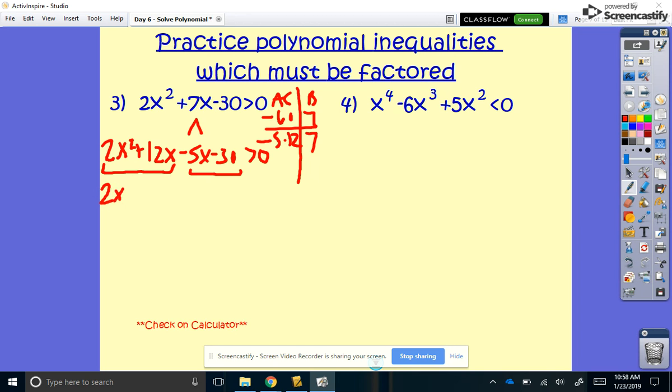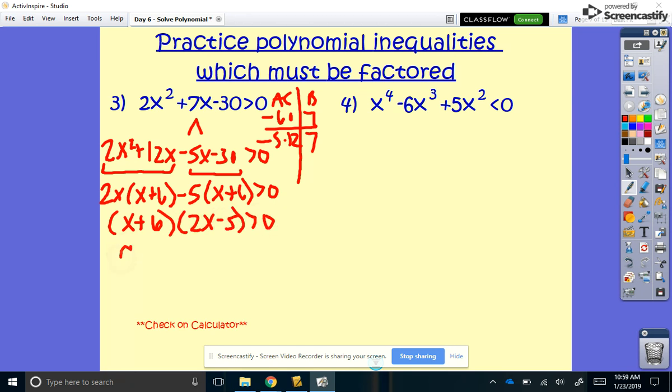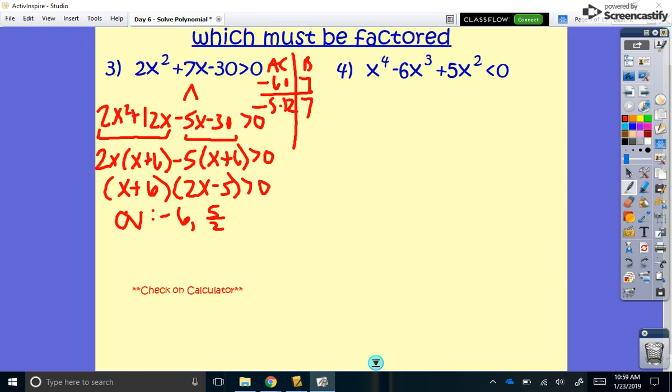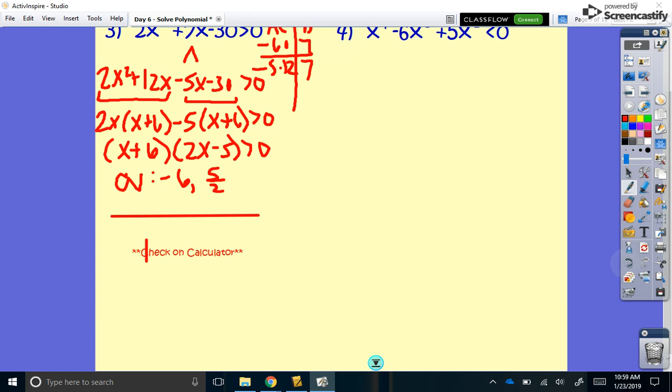Here I can take out a 2x, and I have x plus 6, minus 5, x plus 6. So I have x plus 6, 2x minus 5 is greater than 0. My critical values are negative 6 and 5/2. So I need to put these on a sign chart. Remember to do this in numerically increasing order. So negative 6 here, 5/2 here. And I will show you when I get back how to check this on a calculator.